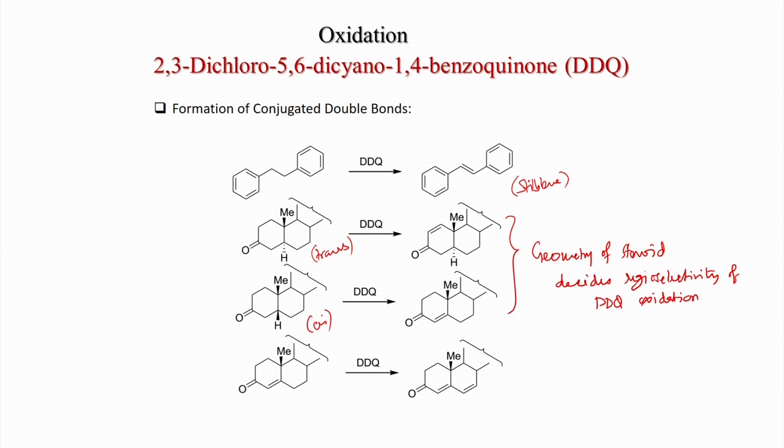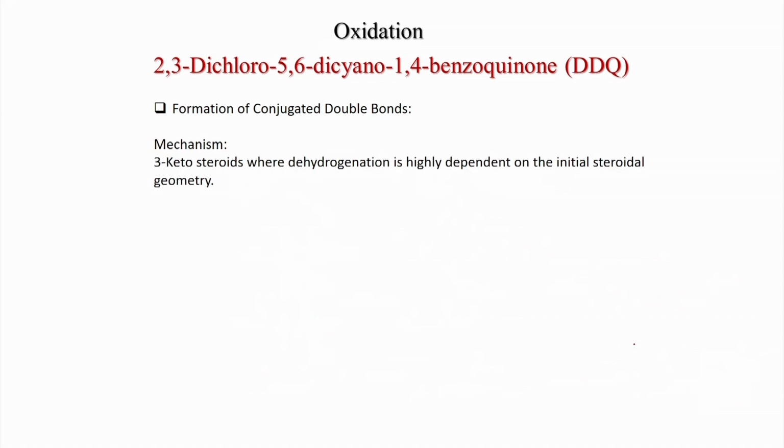And also if there is already one unsaturation here, then it does not go this side, in fact it goes to this side. So, linearly conjugated system, this is linearly conjugated instead of cross conjugated system. So, in this case a linearly conjugated system is generated compared to the cross conjugated system. Formation of conjugated double bonds.